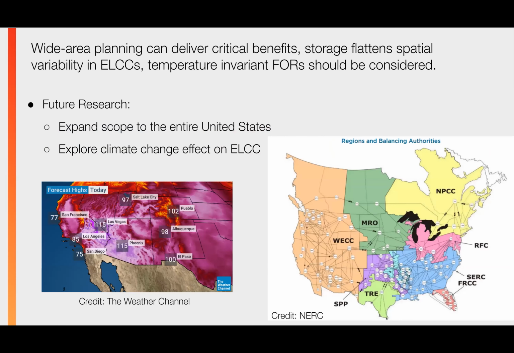So in summary, and where is this project going from here? It's quite clear that wide area planning can deliver critical benefits, and we should be looking outside of one's own balancing authority. Storage serves almost like a spatial flattener, where you see these respective increases in ELCC, especially for the lower initial ELCCs. And temperature invariant forced outage rates should be considered. That's something which we really haven't seen in resource modeling.